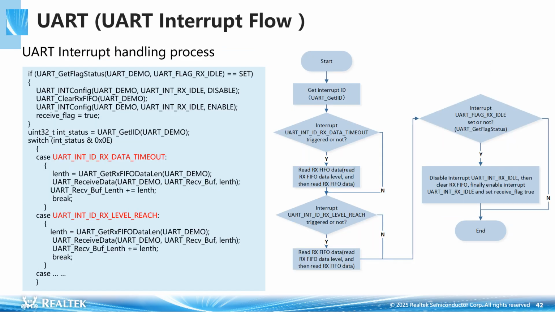The handling process after entering the interrupt is as follows. When data is received, it triggers the data receiving available interrupt. The interrupt number is read, and if the data exceeds the set FIFO threshold, the process enters the level reach interrupt. If it does not exceed the threshold, it enters the timeout interrupt to handle the remaining data. When the FIFO is empty and the preset timeout period is exceeded, the idle interrupt is triggered.